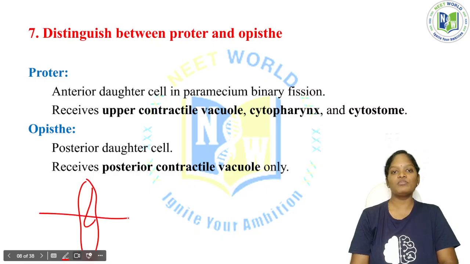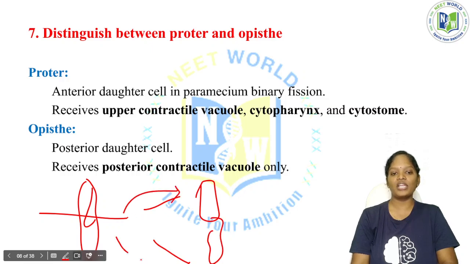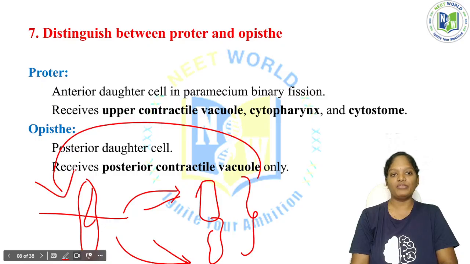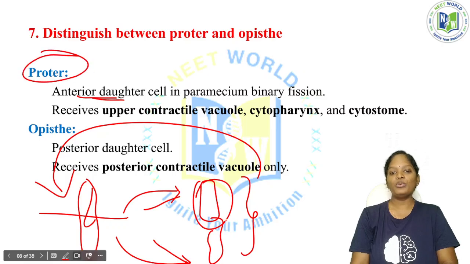So the transverse division occurs. This leads to an anterior region and a posterior region. The anterior region will be one organism and the posterior region will be another organism. And these will be the daughter cells of this parent paramecium. Now the anterior daughter cell is called a proter, and the posterior daughter cell is called an opisthe.